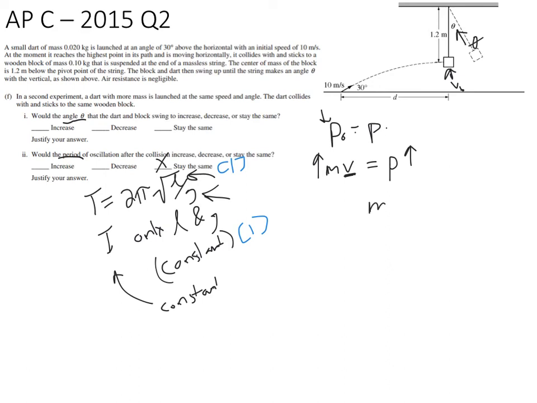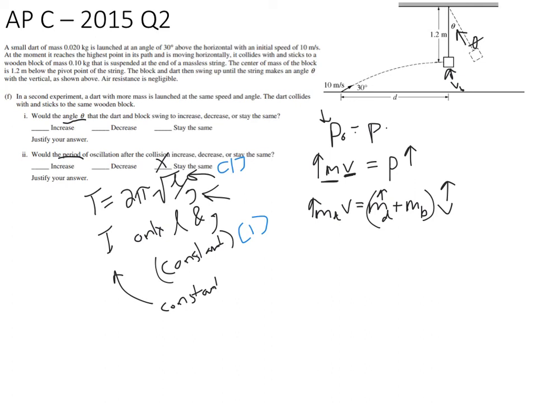Now, even though the final momentum of the object is dependent on the dart and the block, because these two are being added, increasing the m of the dart here, increasing this value while also increasing that, isn't enough to keep this balanced. The final velocity also has to change.